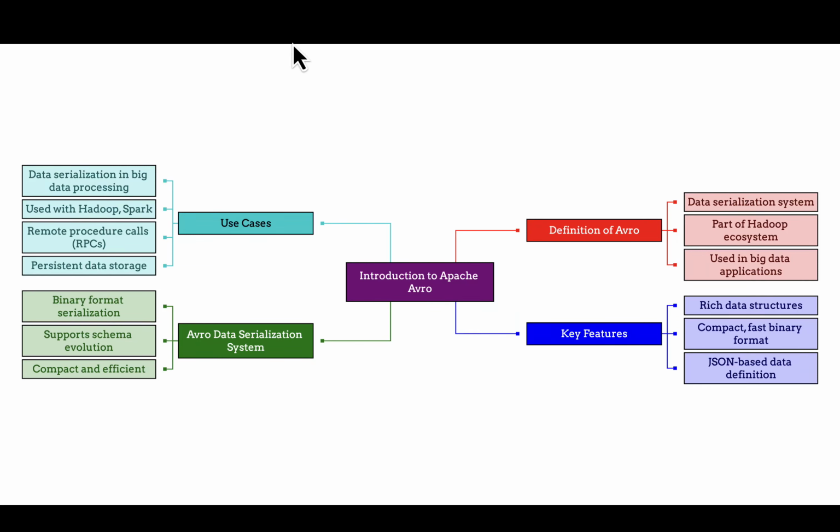Introduction to Apache Avro. 1. Definition of Avro. Apache Avro is a data serialization system designed for efficient data encoding and decoding. It's a part of the Hadoop ecosystem and is widely used in data exchange for big data applications.